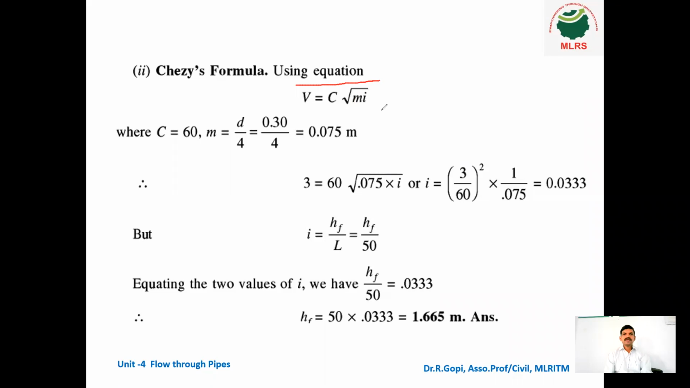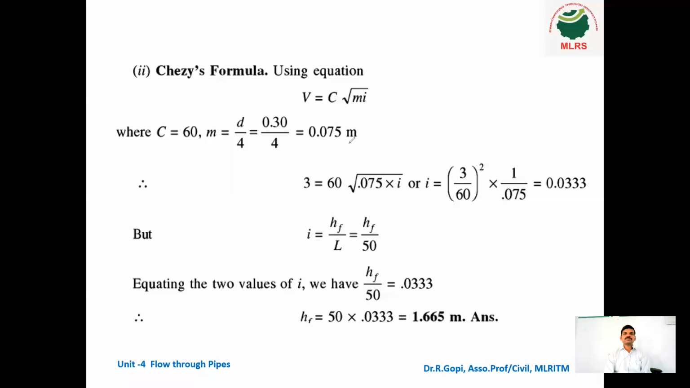You can see v is equal to C root mi. So substitute v. What is v? It is the average velocity, 3 meter per second, and the Chezy constant C is 60, and root mi. m is D by 4. D is 0.3 divided by 4, which is equal to 0.075 meter. Always, for all problems, m, the hydraulic mean radius, is D by 4 only. This is the standard formula for circular section pipes.